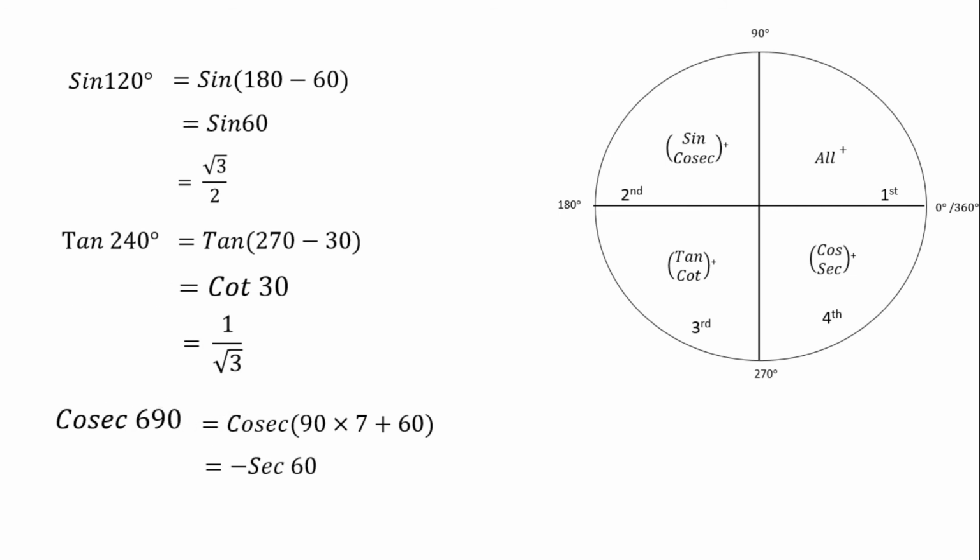Now the sign: since there is 90 into 7 plus, for this 7 we have to see which quadrant it will fall in. We have to count 7 times. So first quadrant 1, second 2, 3, 4, then 5, 6 and 7, which means here 270 plus, the fourth quadrant. Now 7 plus means it will fall into the fourth quadrant, and in the fourth quadrant cosec is negative, so minus sec 60, and sec 60 means 2. So cosec 690 is equal to minus 2.